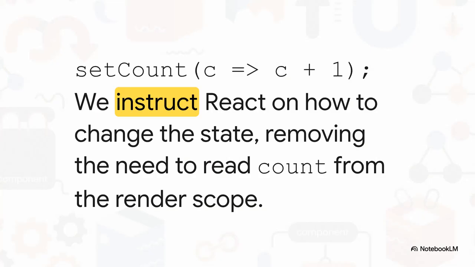So how do you fix this? Well, your first instinct might be to add count to the dependency array. But if you do that, the effect will rerun every single time count changes, meaning you'll be clearing and setting a new interval every second. That's not what we want.